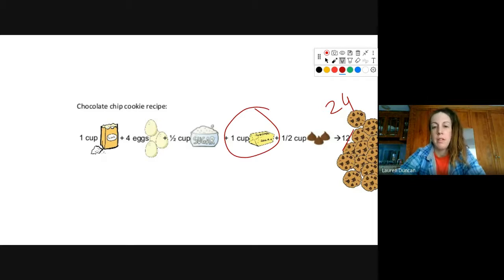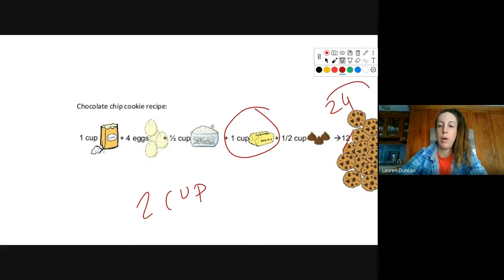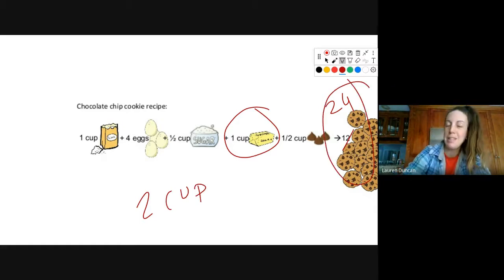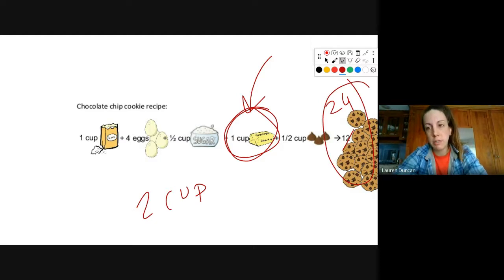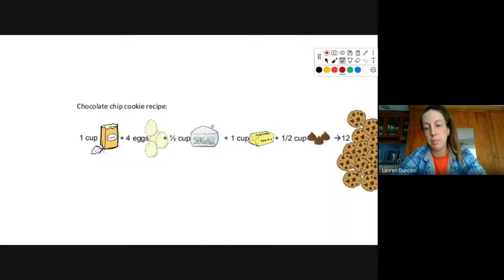Okay, 2, right? If I wanted to make twice as many cookies, twice as much product, I would need twice as much of every reactant, or twice as much of every ingredient, or in this case, 2 cups of butter. Congratulations, you just did stoichiometry, but in the form of a recipe, not a chemical equation.